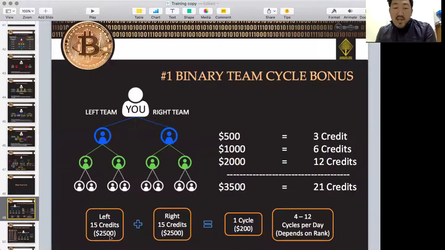So if there were 10,000 and 10,000 here, that would be 4 cycles, and you get 800 from it. Okay, that's how binary works.